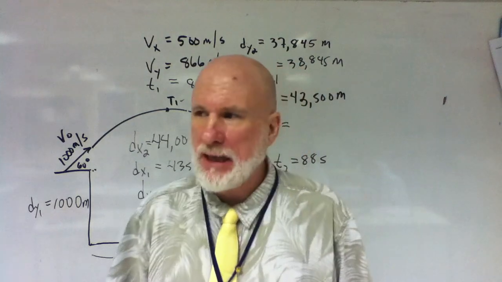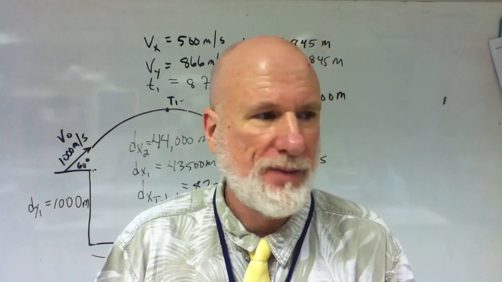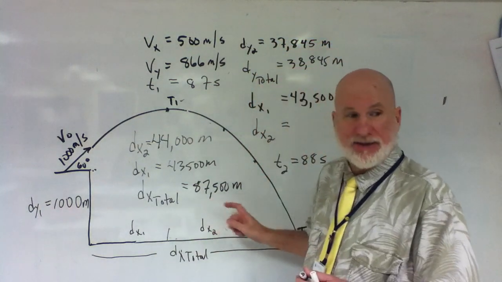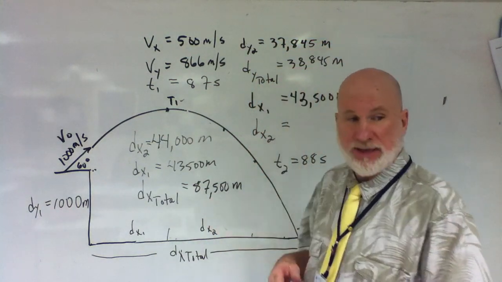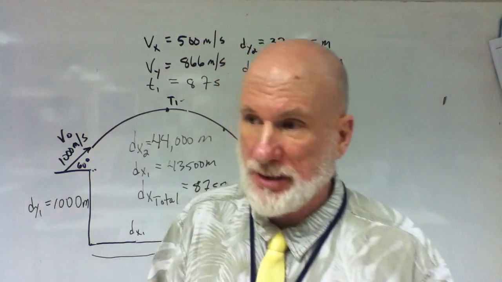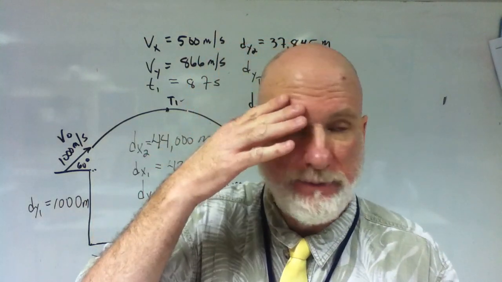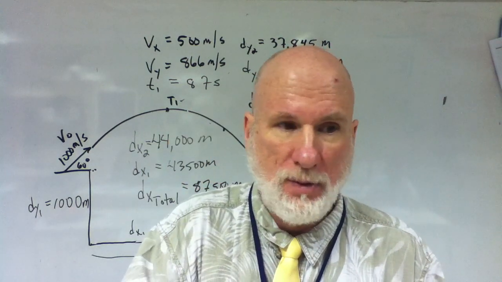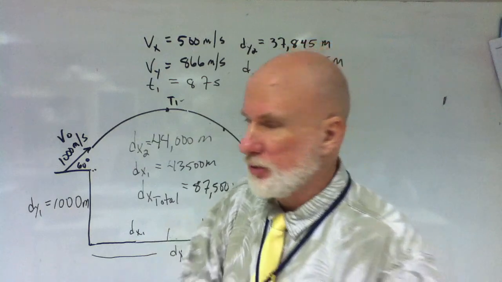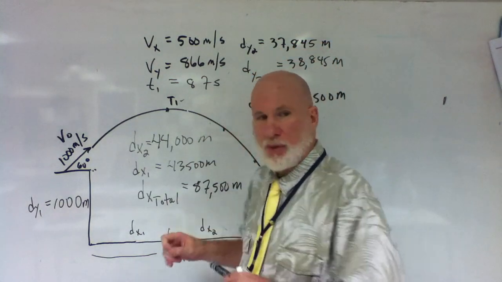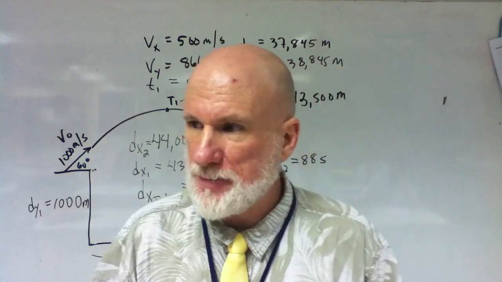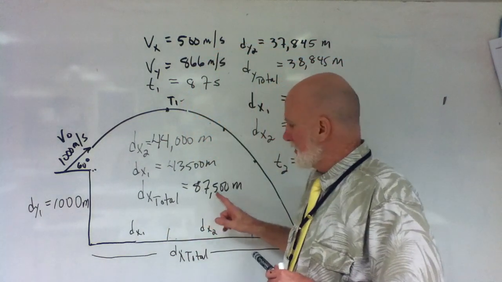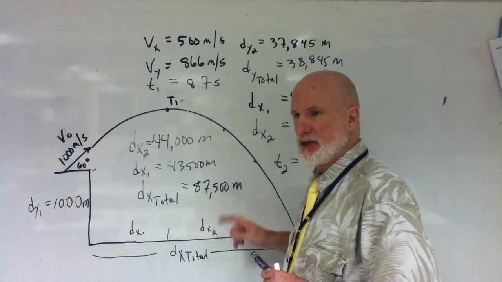All right, let's do something. How many kilometers is that? 87,500 divided by 1,000, so it's 87.5 kilometers. That's pretty far. What is it in miles for our American brethren? So you would do what? 1,600 meters per mile, correct? So what is 87,500 divided by 1,600 meters?